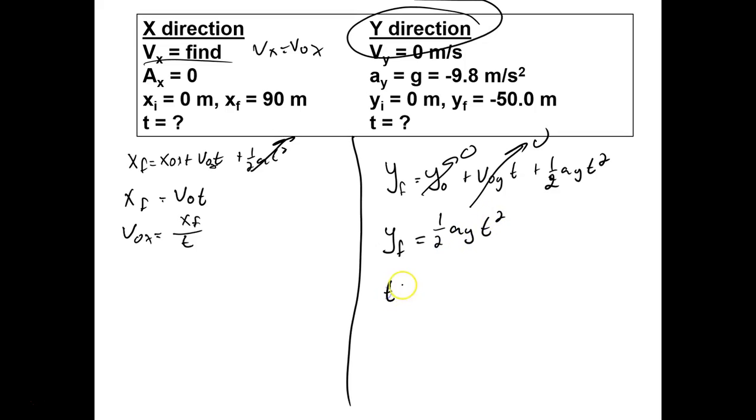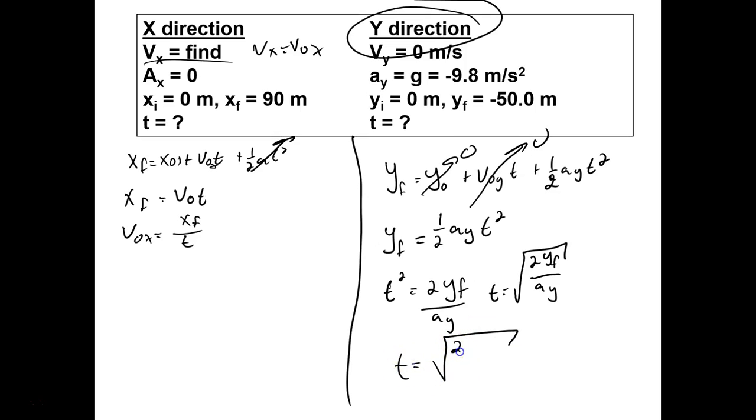I can solve this for t, and I would get t squared is equal to 2yf all over ay, or t is going to be equal to the square root of 2yf all over ay. I can plug directly into here and figure out what my time is. So in this case, my time is going to be equal to the square root of 2 times negative 50, all divided by negative 9.8. And I find that the time it takes for my motorcycle to hit the ground, let me grab my calculator, is actually right around 3.2 seconds.